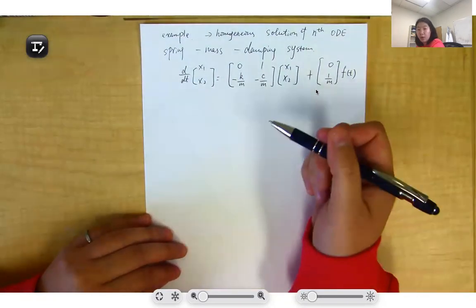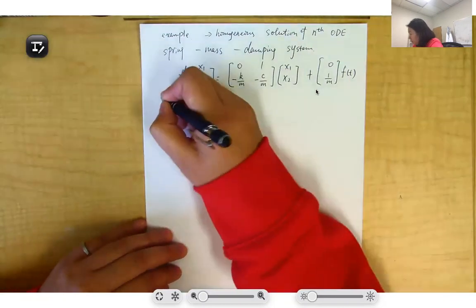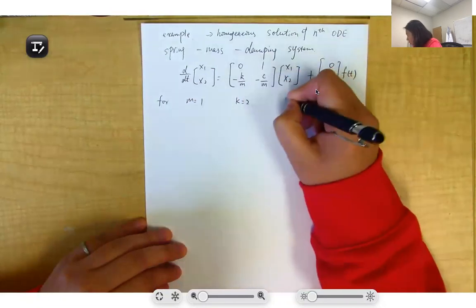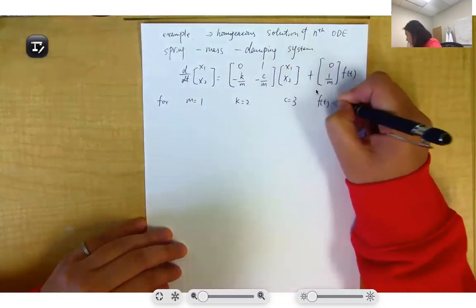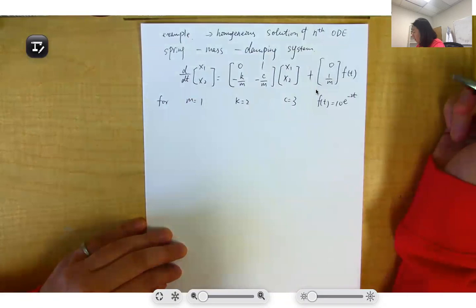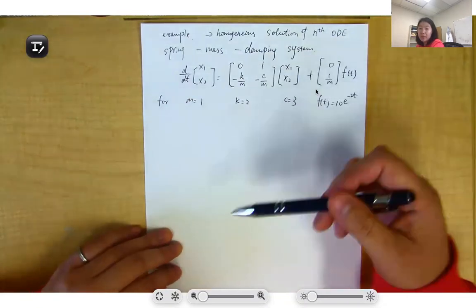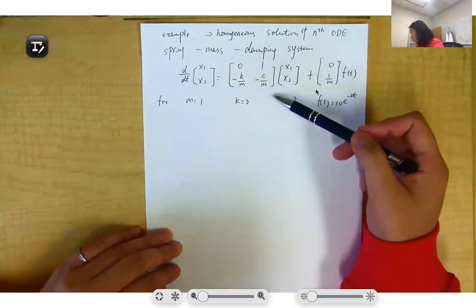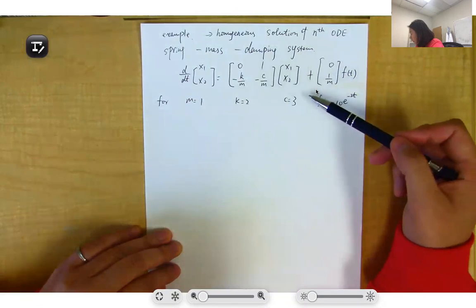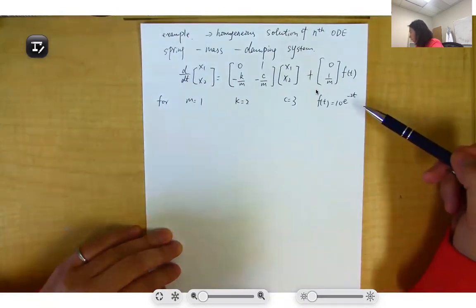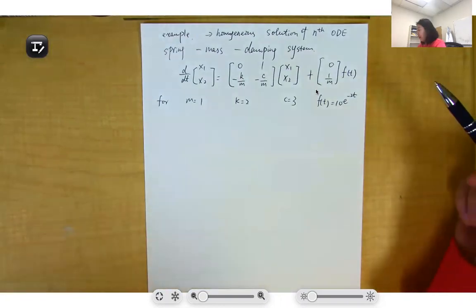We will make them real numbers. So let's assume m equals 1, k equals 2, c equals 3, f(t) equals 10 e to the negative 2t. For those coefficients, of course, you can add the units, which are kilogram per second squared, and kilogram per second. The forcing function is in Newtons, or kilogram times meter divided by second squared, something like that.